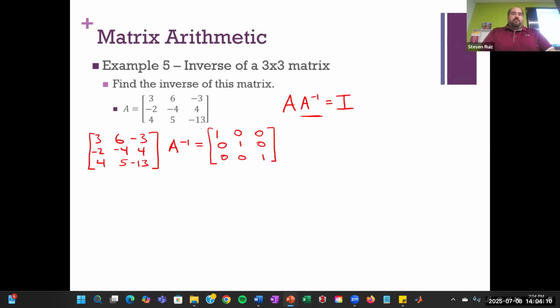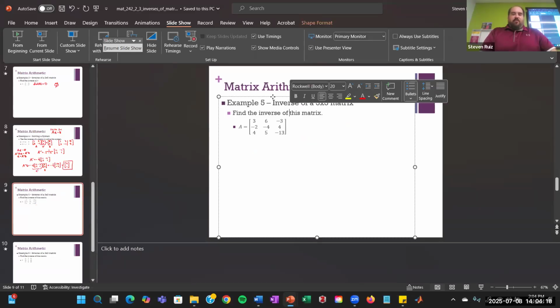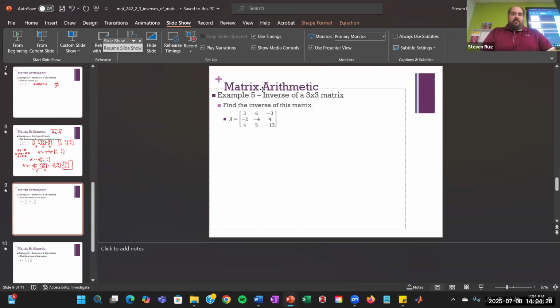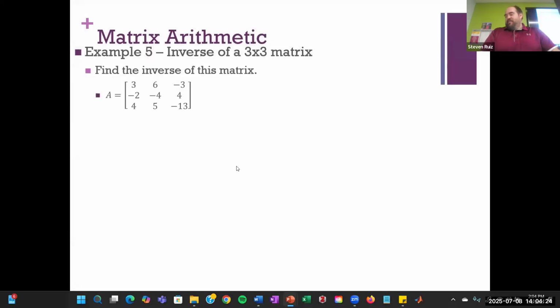Okay, so here's basically how the process works. We are not going to finish this today, but let's at least get started so we have a jumping off point for tomorrow. I'm ominously moving this up here because I know how much room it takes. So we're going to set up a new kind of augmented matrix. It's going to look like this. It's going to be in 2 halves.